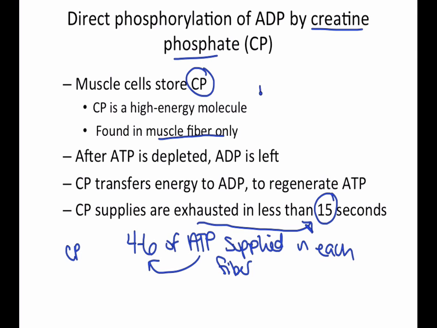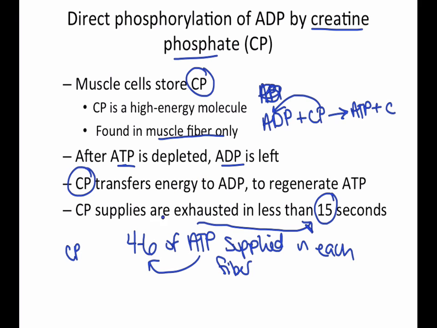And how that happens is you have ADP, you add creatine phosphate, and you get ATP, because this P is added here, turns it into triphosphate, and then you have your leftover creatine. So after the ATP is depleted, ADP is left over, and then creatine phosphate transfers the energy to ADP to regenerate ATP.